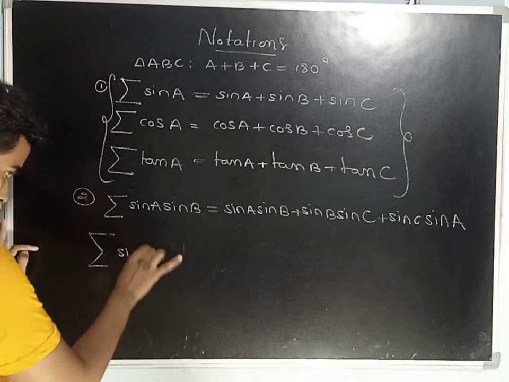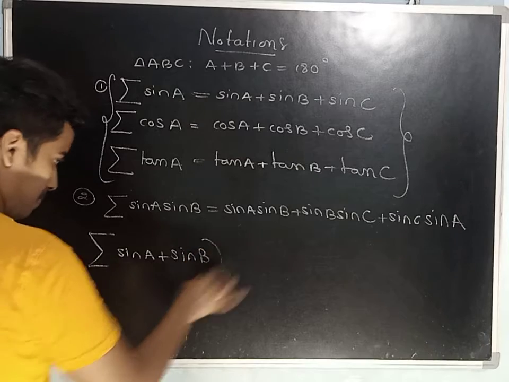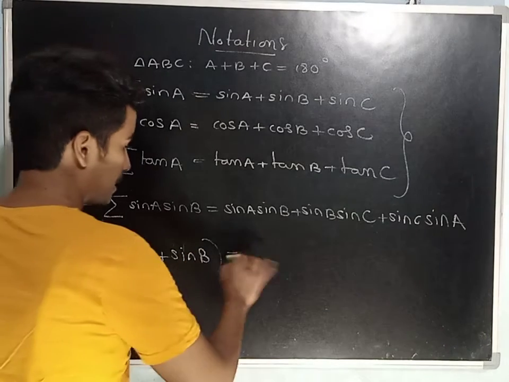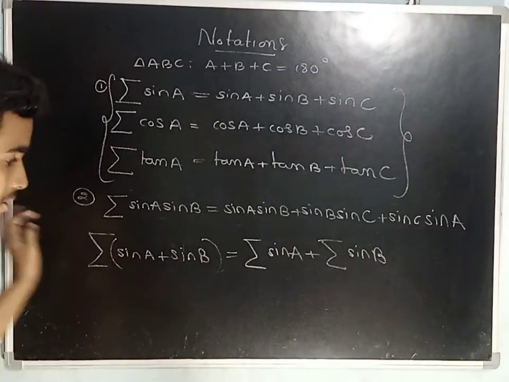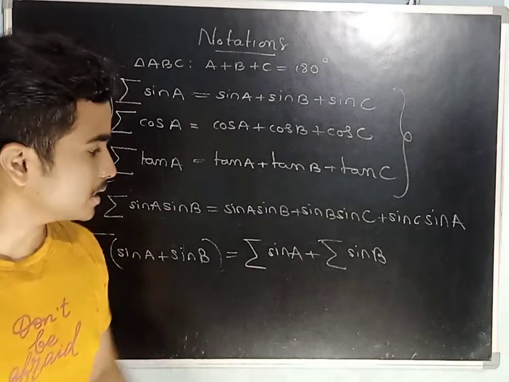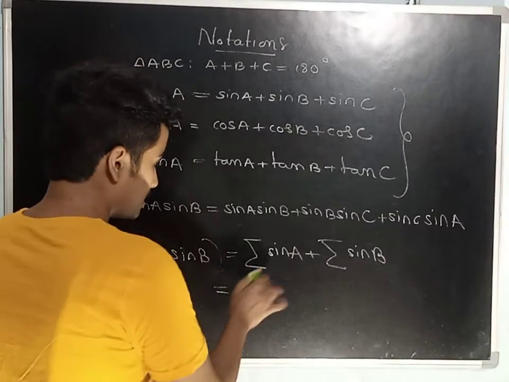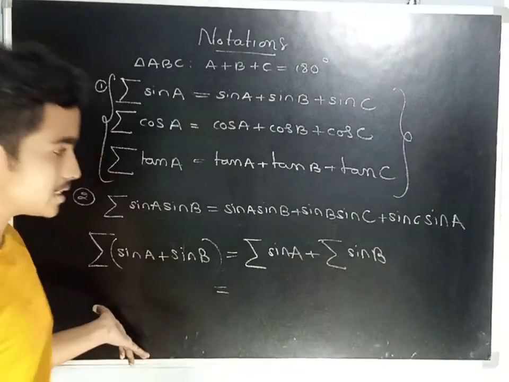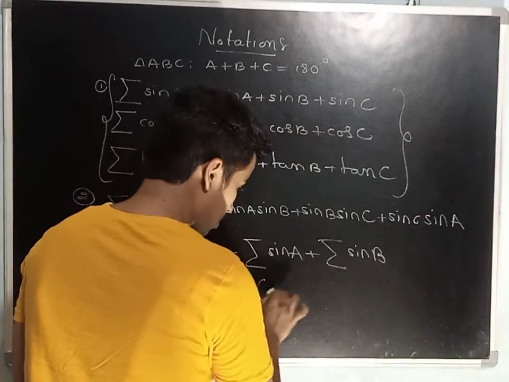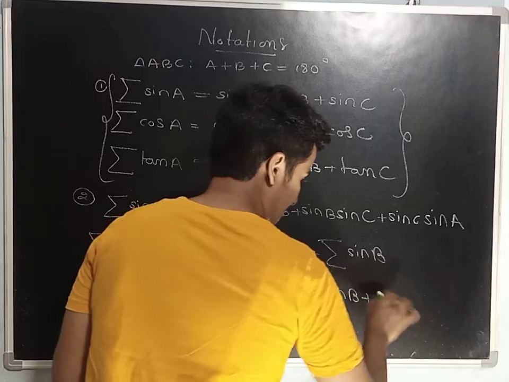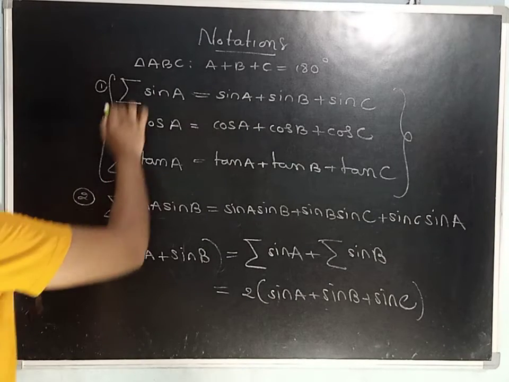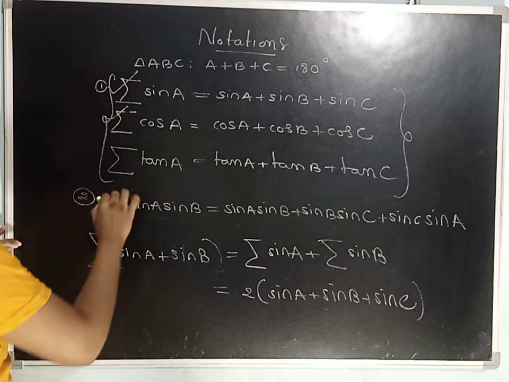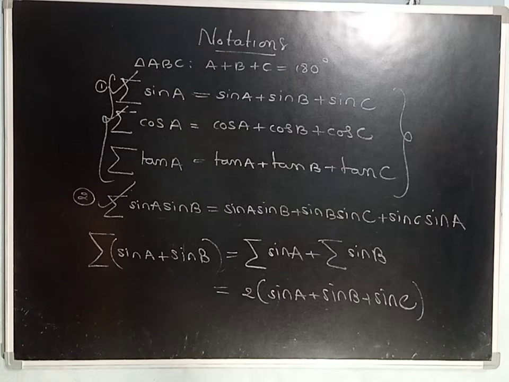Suppose I take sigma of sine A plus sine B. It can be written as sigma sine A plus sigma sine B. Sigma sine A is sine A plus sine B plus sine C, and sigma sine B is also sine A plus sine B plus sine C. So it's nothing but 2 times sine A plus sine B plus sine C. The basic indication that you have to understand is this. Let me erase this.